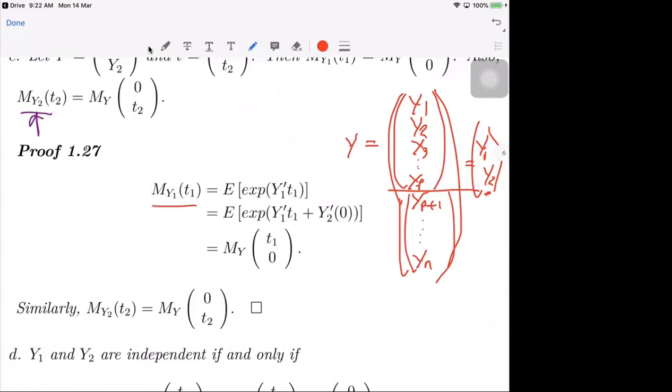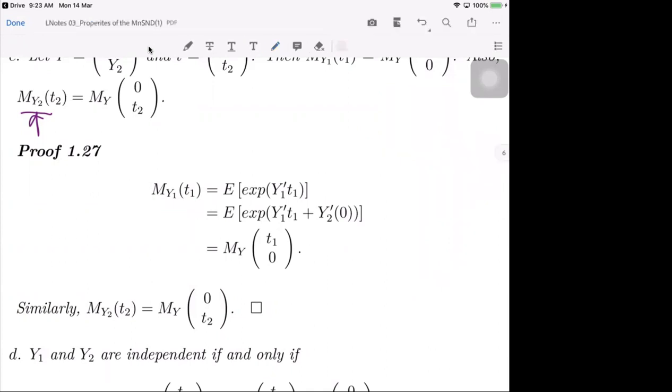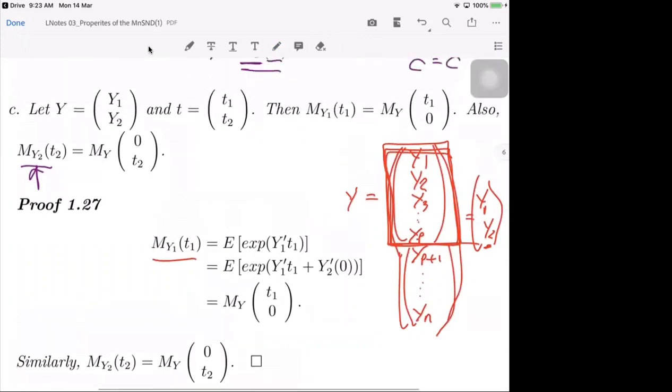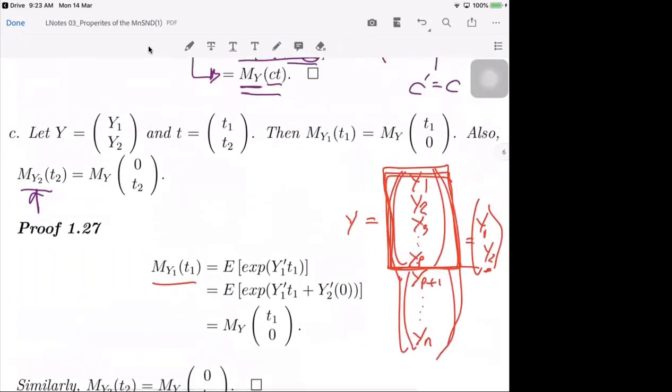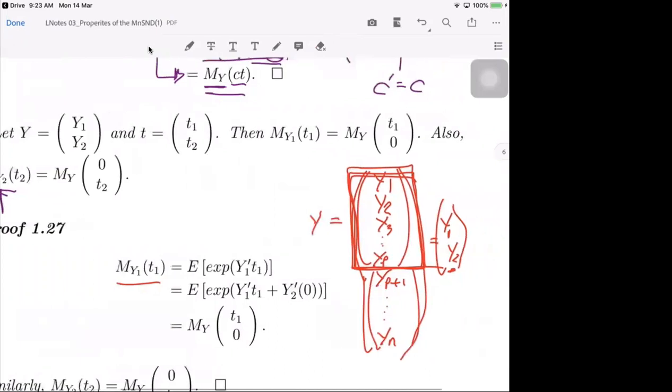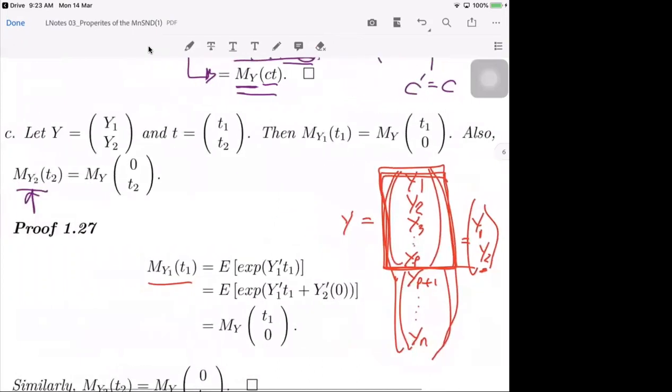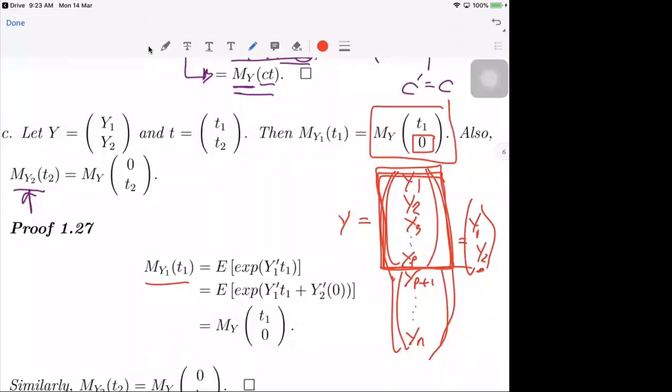So, if you want the moment generating function of that vector, according to this proof, it is equal to the moment generating function of the original y, where the next partition there is 0, and likewise for y2, right?